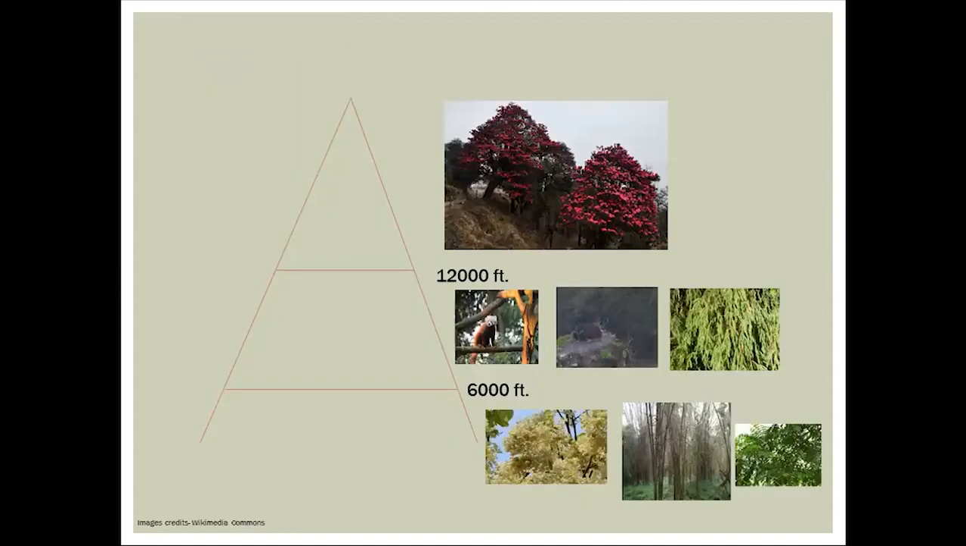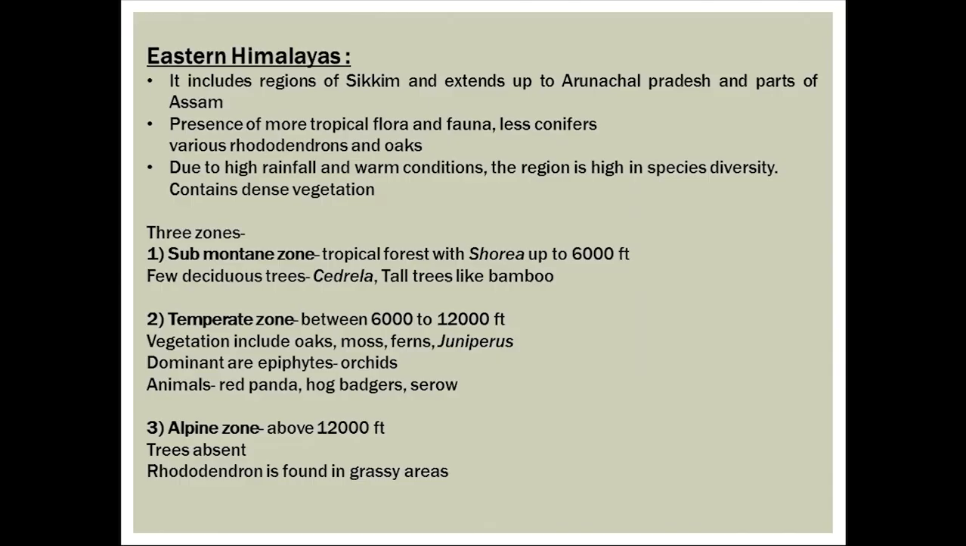So one can see here, 6,000 feet is the submontane zone. Then around 12,000 feet will be the temperate mountain zone, and the last will be the alpine zone. So here, the submontane zone has tropical forest with sal up to 6,000 feet. Okay. And one will also find a few deciduous trees. Deciduous trees, we have discussed before, have broad leaves that are shed during a particular season. So, cedrela and also bamboo trees can be found in this region.